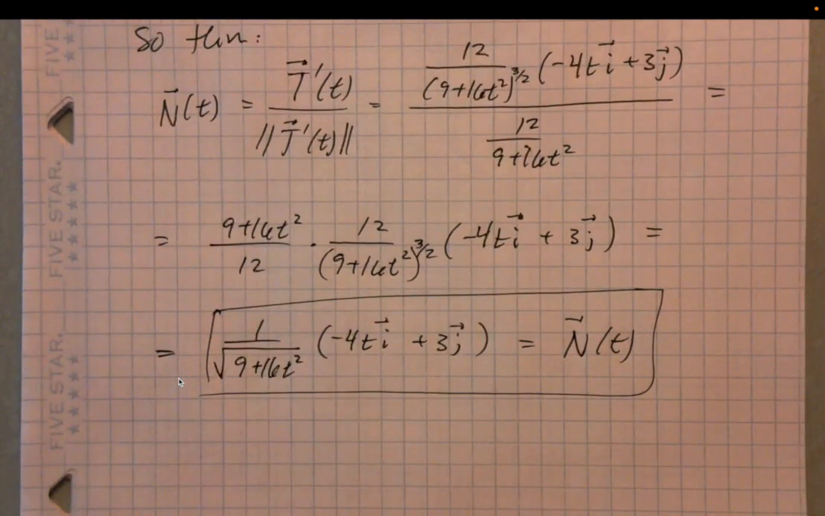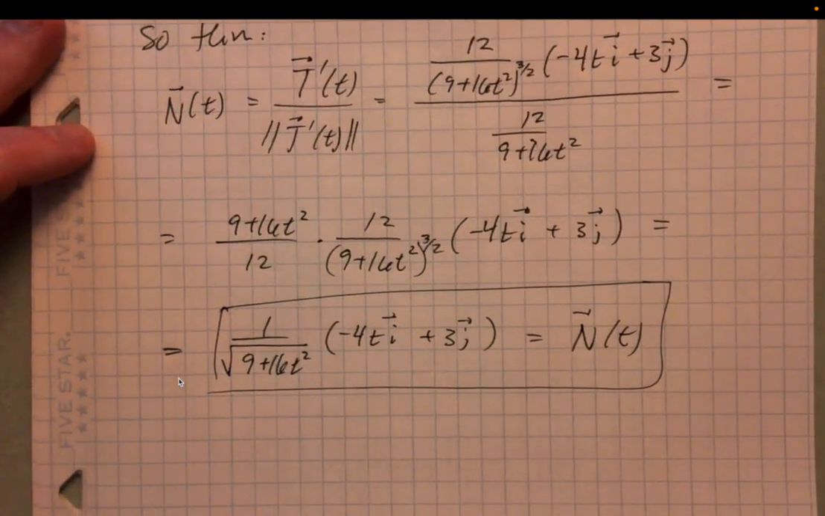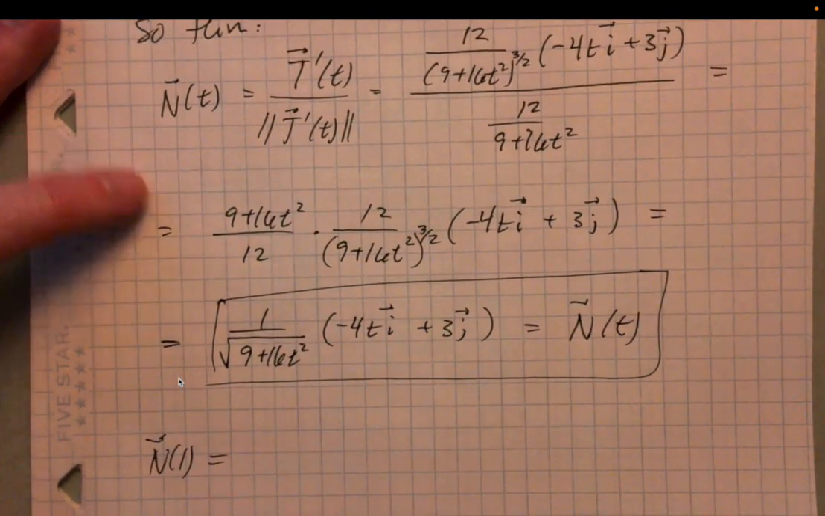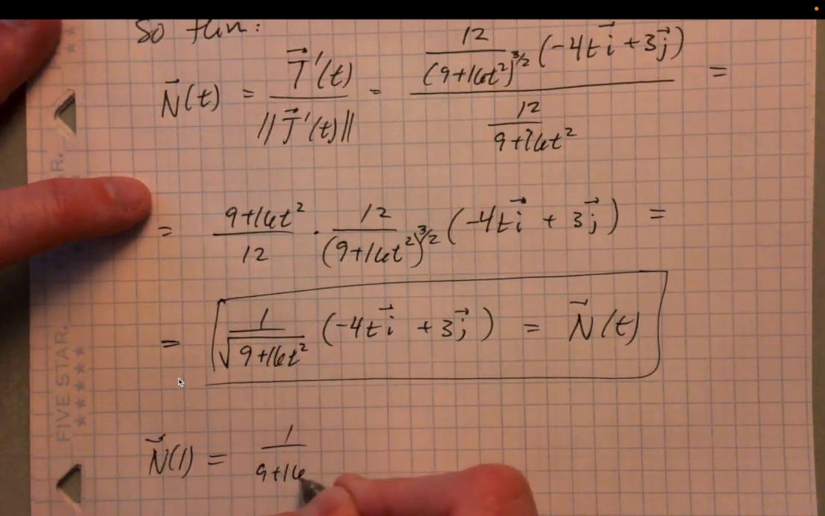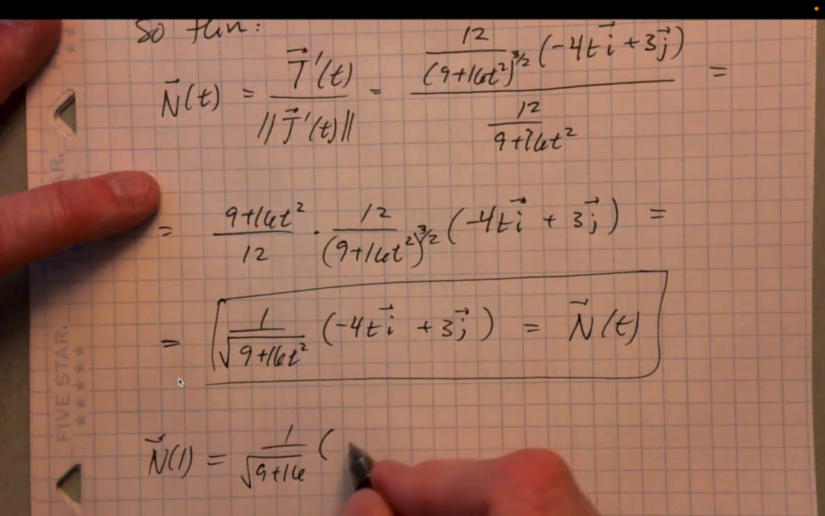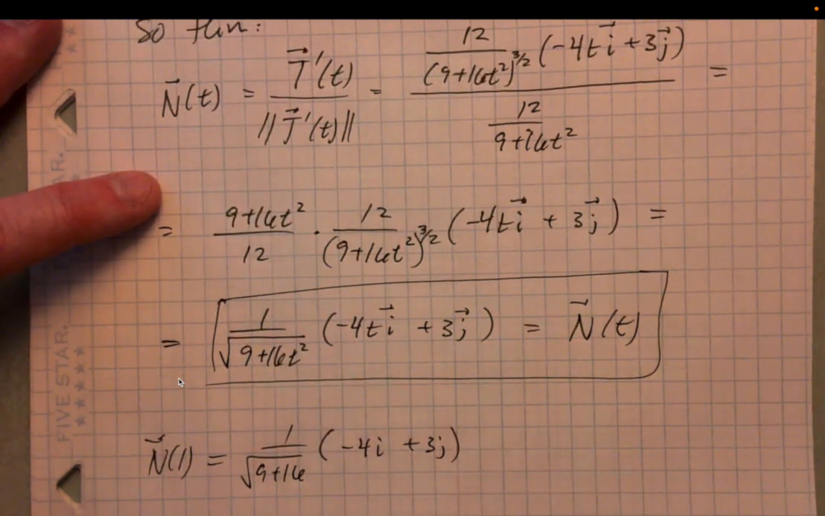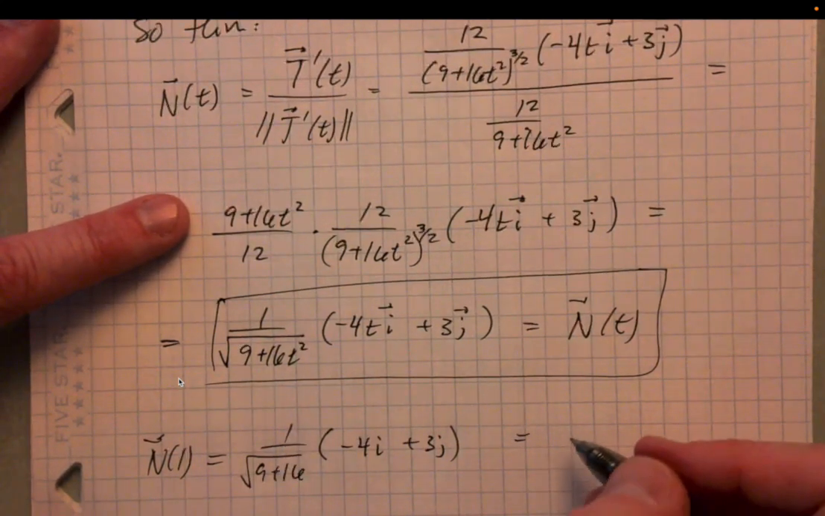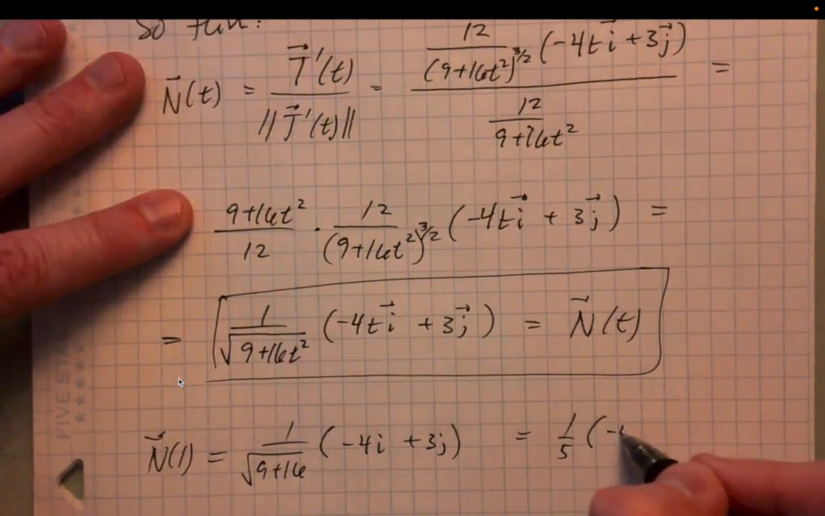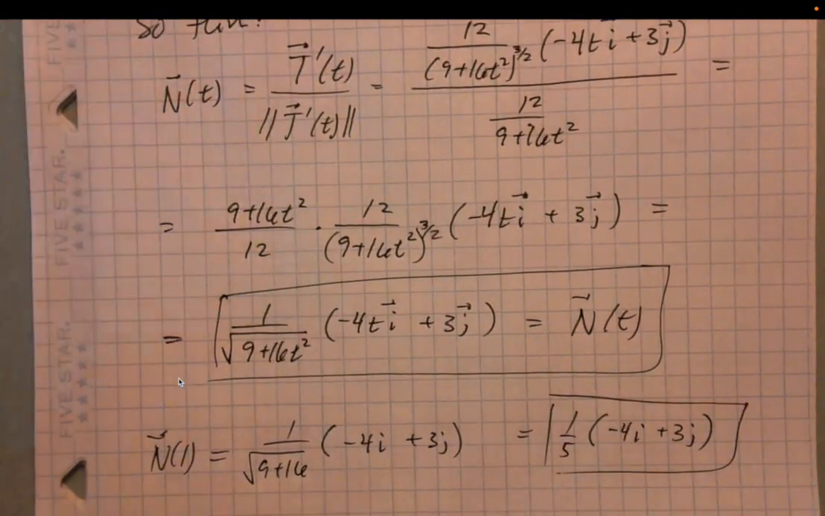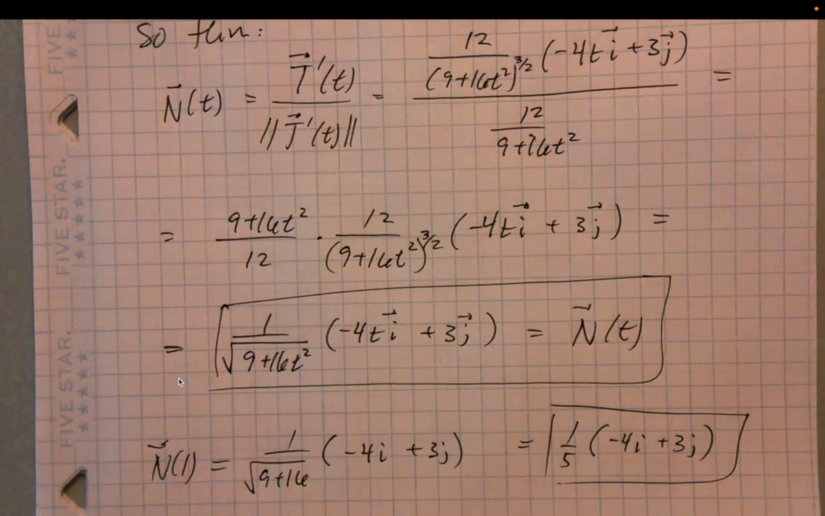So there's N of t. Now we want to know what this is equal to when t is equal to 1. So N of 1 will be basically 1 over the square root of 9 plus 16, times negative 4i plus 3j. And this is 1 over the square root of 25, so it's 1/5 times negative 4i plus 3j. So that's N of 1. Okay, very good. So that's the principal unit normal vector, and that's an example of how the calculation might go.